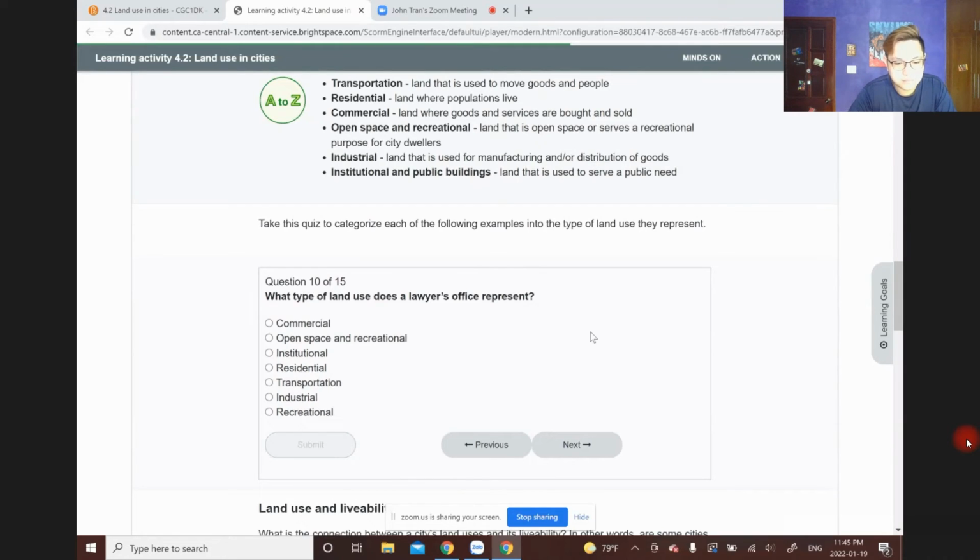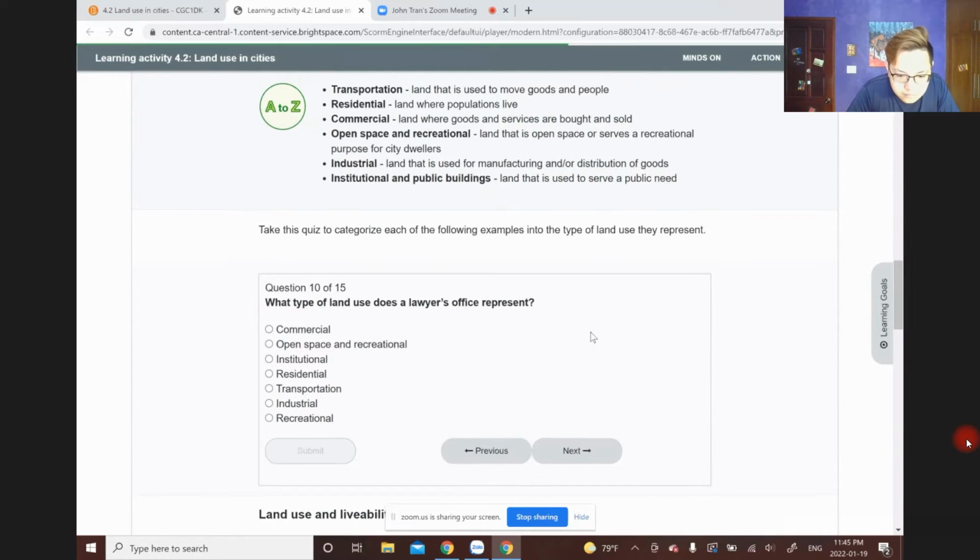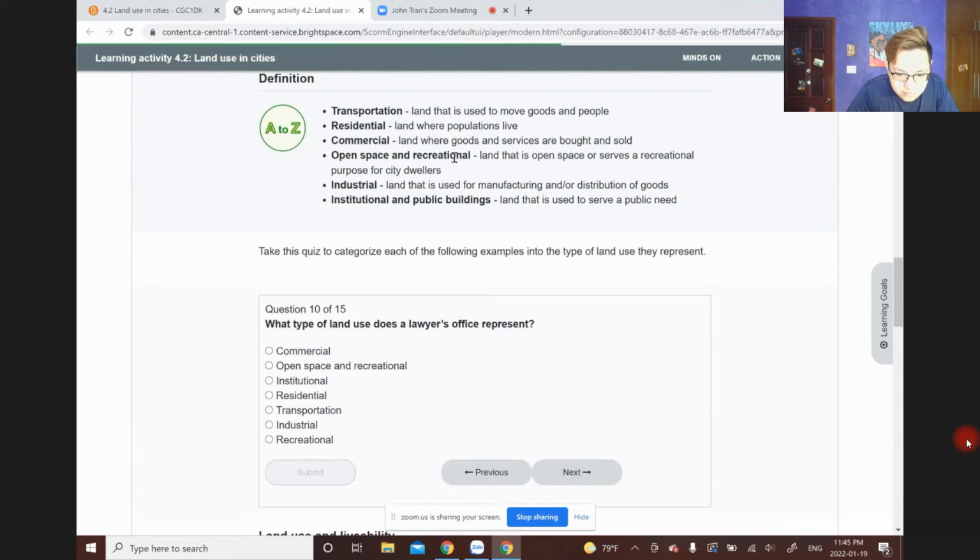Lawyer office represent. Lawyer office. I think it's institutional. Commercial.